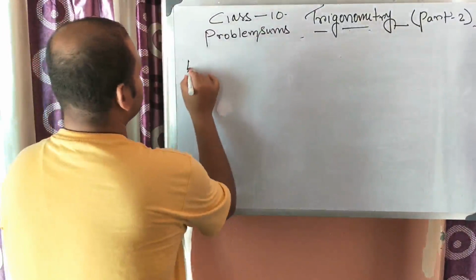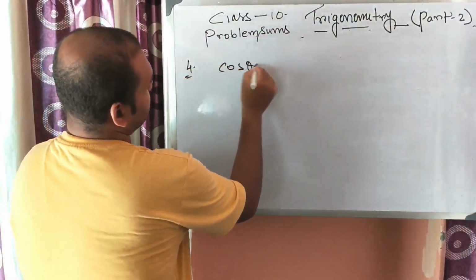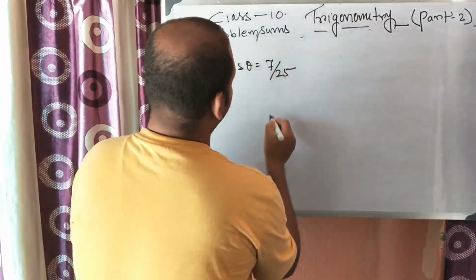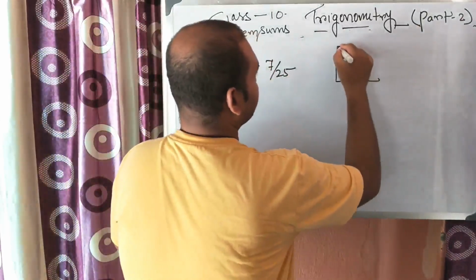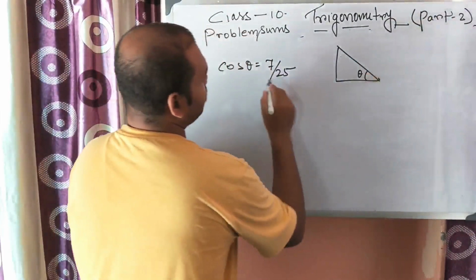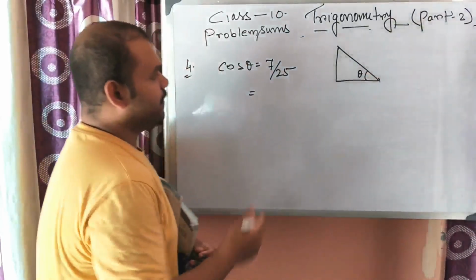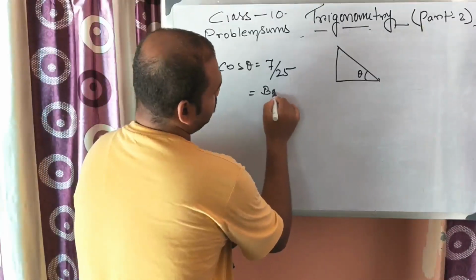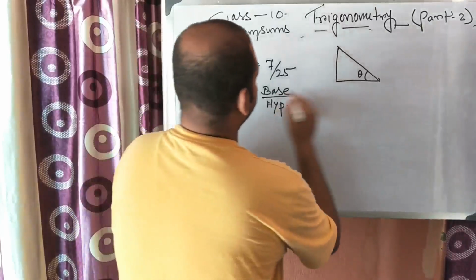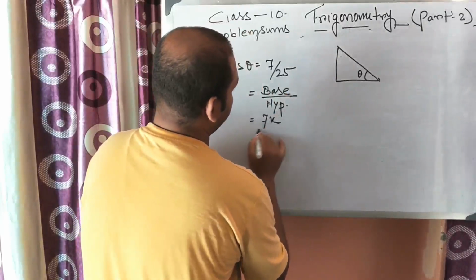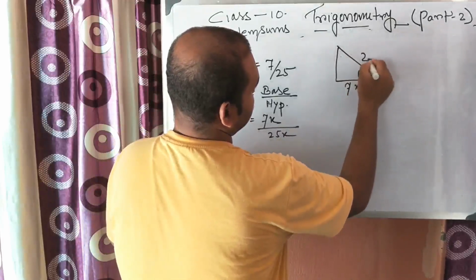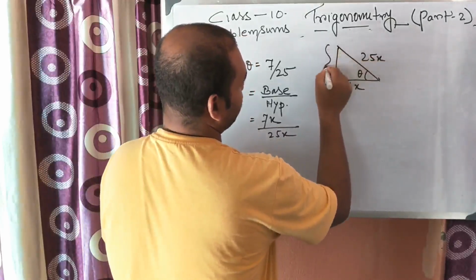Cos theta is equal to 7 by 25. Or you can draw a right angle triangle. If it is theta, then cos theta is equal to base by hypotenuse. So let the base be 7x and the hypotenuse be 25x, so this is 7x, this is 25x. We need to find out this.